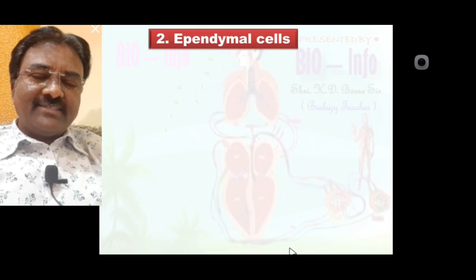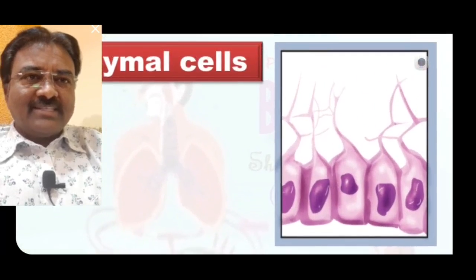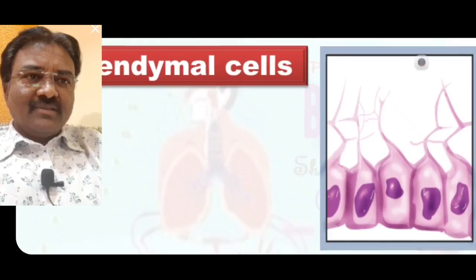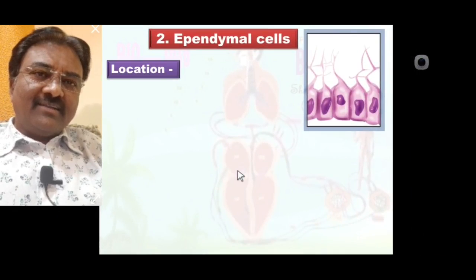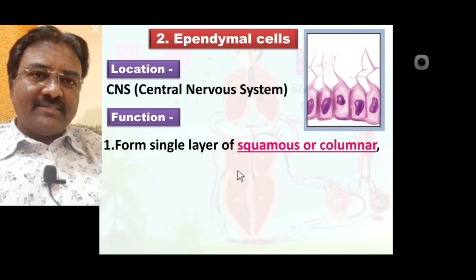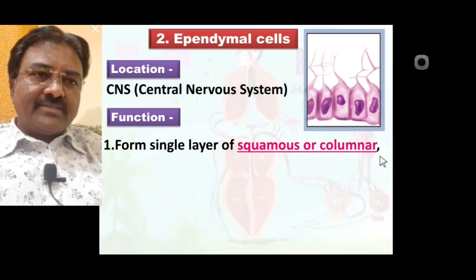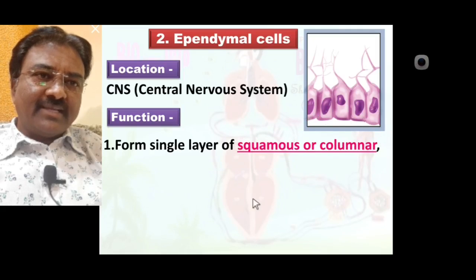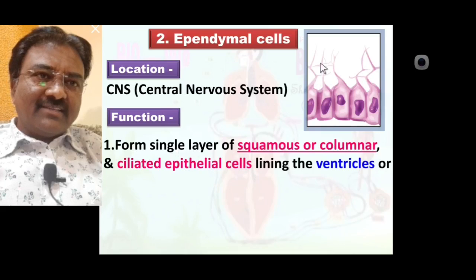ependymal cells. Seen here, diagrammatic representation of ependymal cells. Now you know the location of ependymal cells is the central nervous system, no doubt. What are the functions of ependymal cells? Number one, form a single layer, squamous or columnar. These are squamous or columnar cells, and ciliated epithelial cells also.